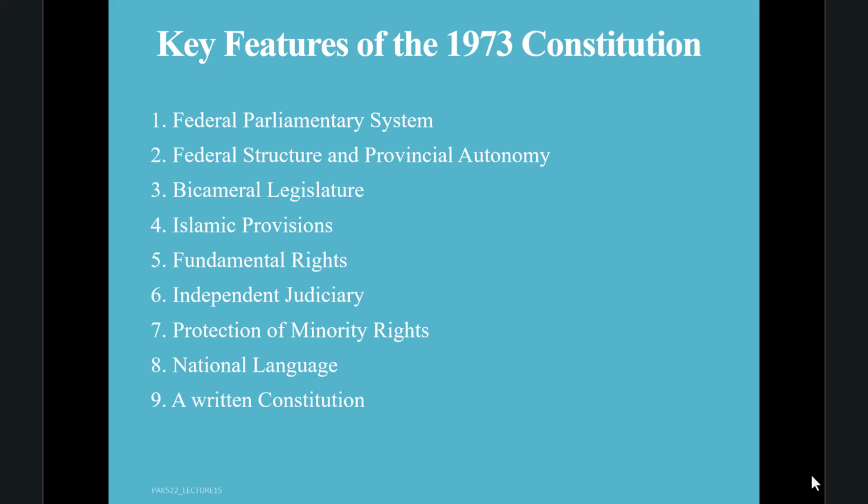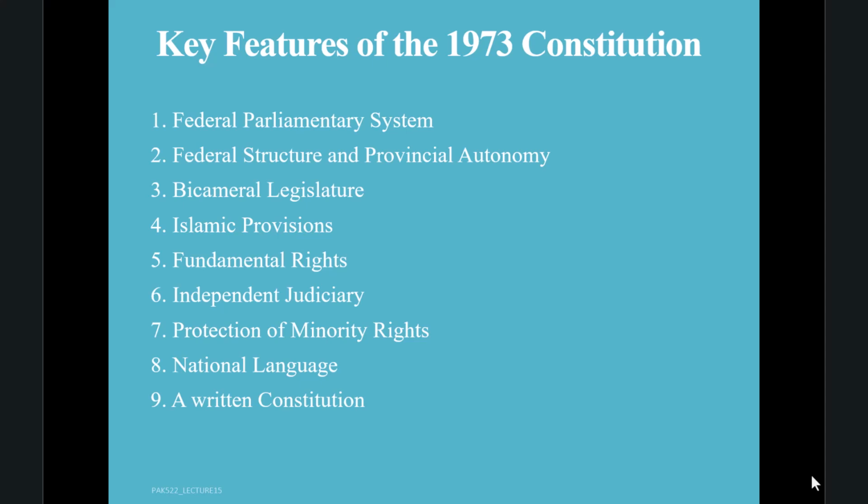Now the bicameral legislature. The Constitution introduced a bicameral parliamentary system, meaning two houses, the National Assembly and Senate. The National Assembly, established under Article 51, represents the people of Pakistan and is elected through direct election based on population. It holds primary legislative authority and forms the government. The Senate, established under Article 59, represents the provinces equally, ensuring that smaller provinces have an equal voice in federal legislation. This helps maintain balance between the federating units.